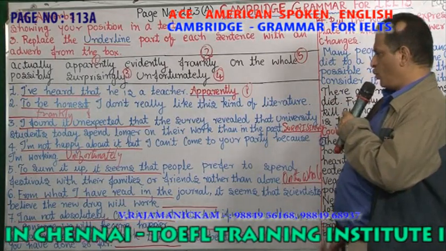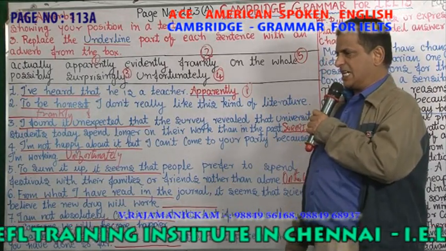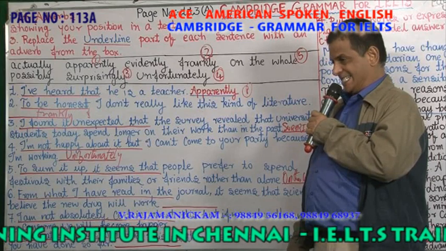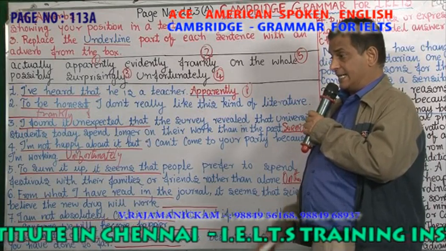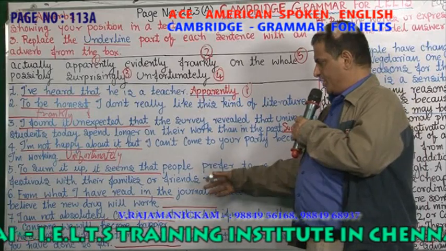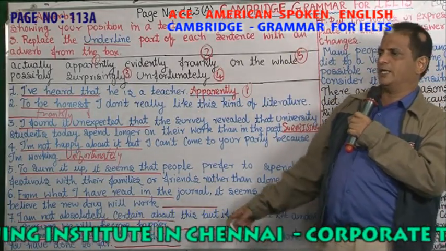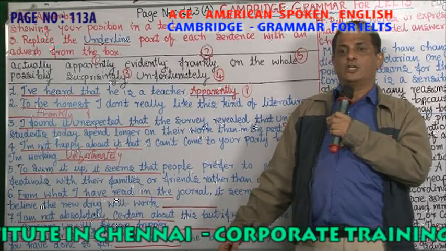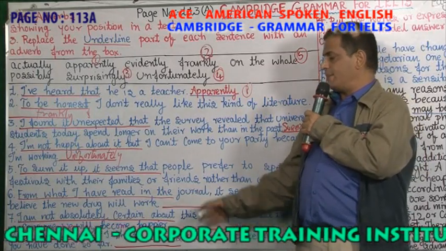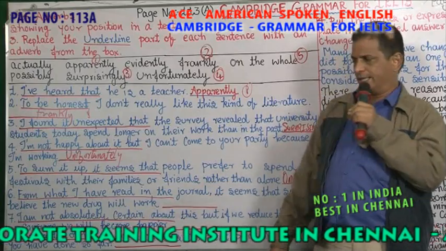Next, from what I have read in the journal. What do you mean by journal, sir? Industry related magazine, right? A magazine is related to all fields, but a journal is related to one particular industry. For example, two-wheeler means only about two-wheelers you can find. If it is about computers, only about computers you can find. It is called a journal. A magazine involves everything, right?